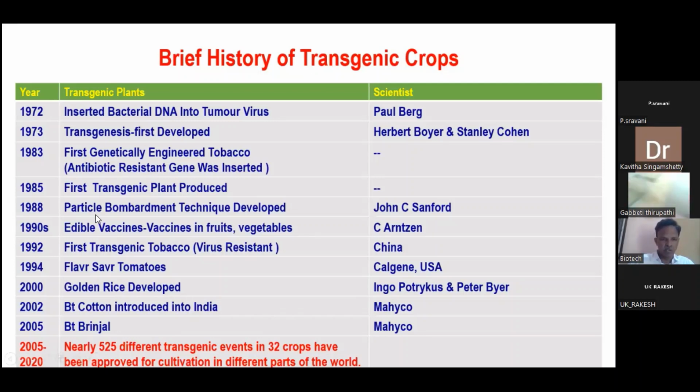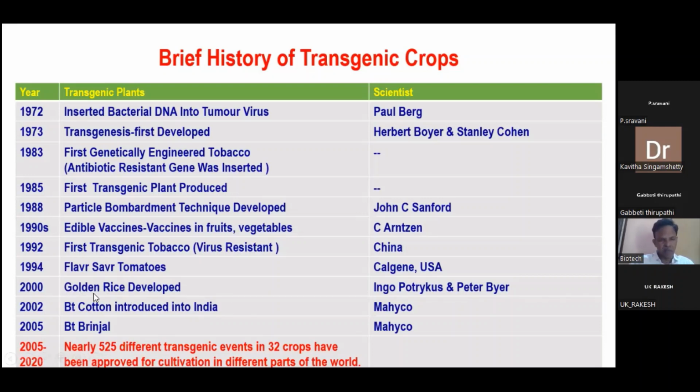And I've already shown you the particle bombardment technique was developed by John C. Sanford. And then in the 90s, we have edible vaccines developed. This was by C. Arntzen. And then in 1992, the first transgenic tobacco plant, which is virus resistant, was developed in China. In 1994, we have the Flavr Savr tomatoes. I'll tell you details of this in the coming slides. This is from a company called Calgene in USA. Flavr Savr tomato has a long shelf life, long storage life. You can store tomatoes for more than 3 weeks.